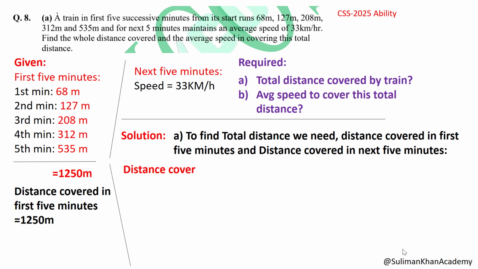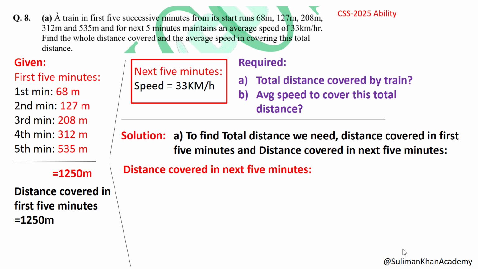Next, we have to determine the distance covered by the train in the next 5 minutes. That is possible from the given speed, which is 33 kilometers per hour. So what we have to do is divide this speed by 60, because the speed is given per hour and we need it per minute, because the given data is mentioned in minutes. Also, we have to determine the distance in meters, because on the left hand side the distance is calculated in meters. So let's determine the distance covered by the train in the next 5 minutes in meters.